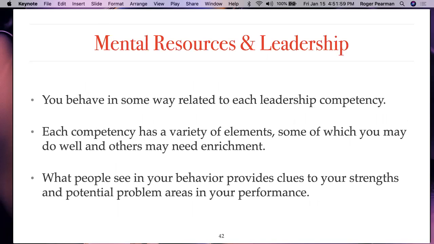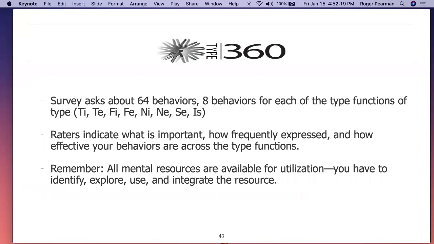We know that we all behave in one way or the other related to these competencies, meaning these behaviors either show up and are displayed in a whole variety of ways, or they are not being displayed as effectively as they need to. And we might pay attention to how they're perceived so we can choose the kinds of things that are worth paying attention to. So both surveys ask about 64 behaviors.